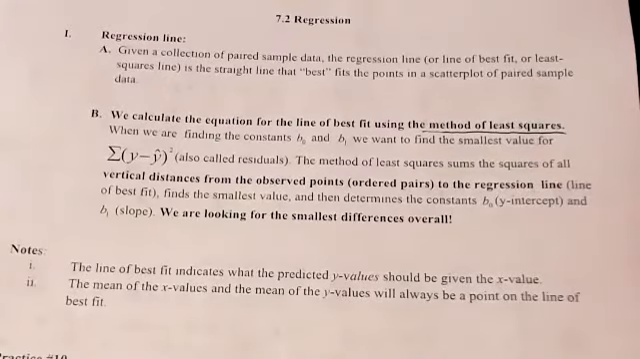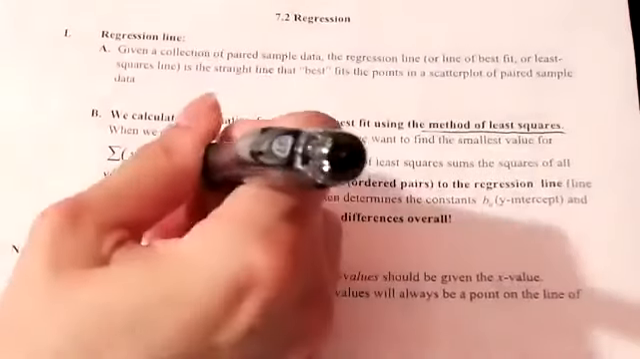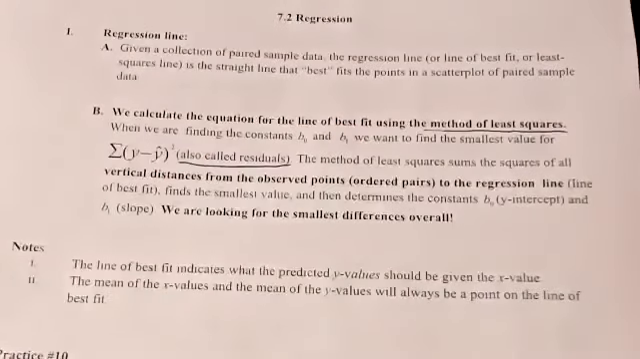When we are finding the constants b sub 0 and b sub 1, we want to find the smallest value for the sum of the difference between your y value and y hat, right? We'll talk about that further, squared. So these are called residuals. When we calculate these values, they're called residuals, right? The difference between the estimated value and the actual data value.